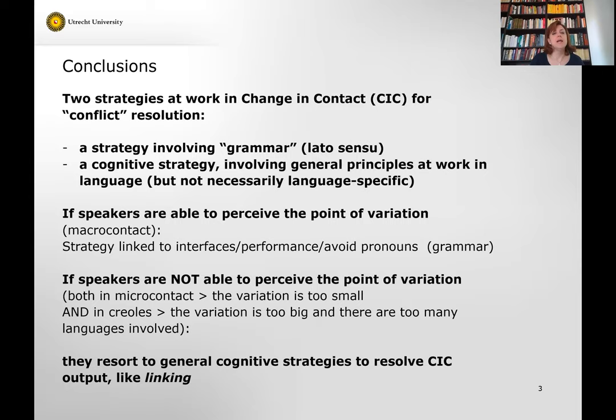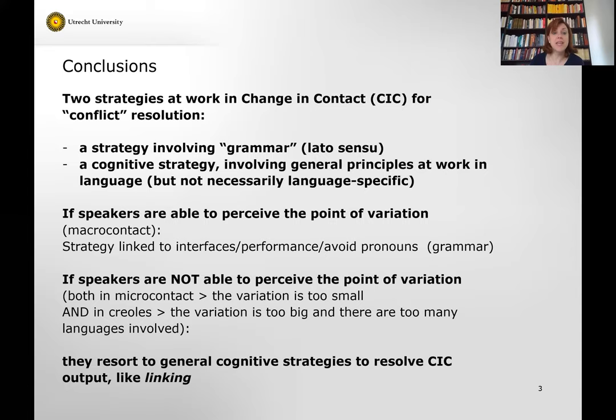If speakers are able to perceive the point of variation, like in what we call macro contact, meaning two grammars that are quite separate and typologically distant, and for which the speaker has a clear typological perception that they are not close to each other, then they will go with all the strategies that we know from heritage language studies. But if speakers are not able to perceive the point of variation, because the variation is minimal, a little micro variation on one single feature, or because the variation is vast and enormous, like in the case of Creoles, then they resort to general cognitive principles, probably.